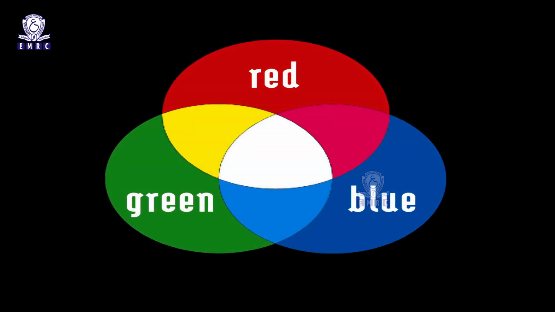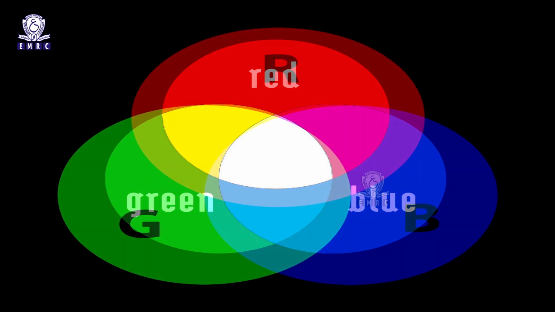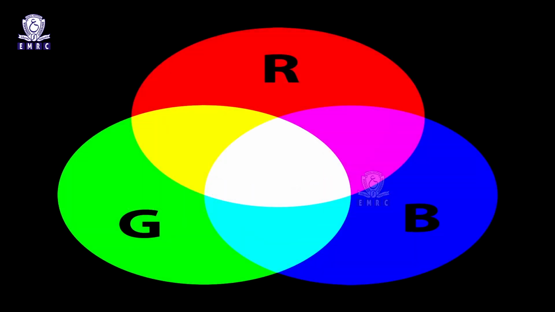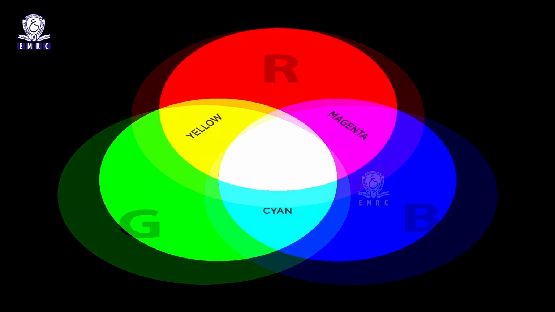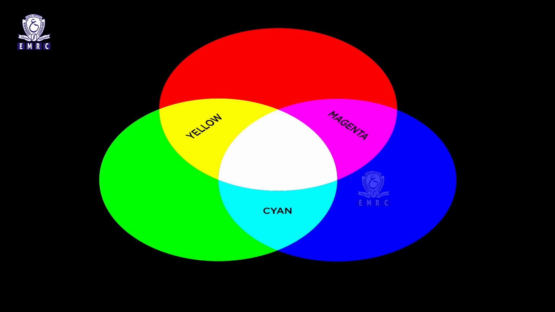Blue, green and red are the primary colors of the wavelengths of the visible spectrum. They are defined as such because no single primary color can be created from the other two, but all other colors can be formed by combining blue, green and red in various proportions.